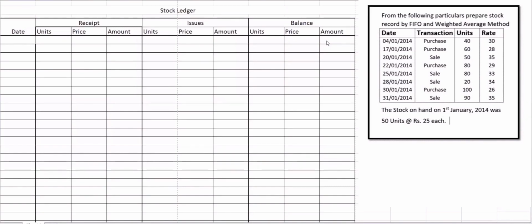The stock on hand on 1st January 2014 was 50 units at the rate rupees 25 each. So we are going to start from 1st January, and stock on the same date will be opening stock. So on 1st January 2014, it is opening stock. That is why it is not receipt, it is not issue, it is balance. That is why we will record over here. So it is 50 units. In the unit column we are going to write 50. Rate is 25.